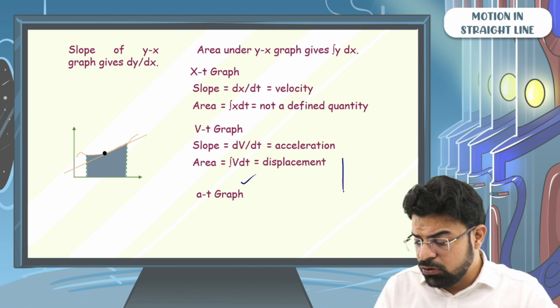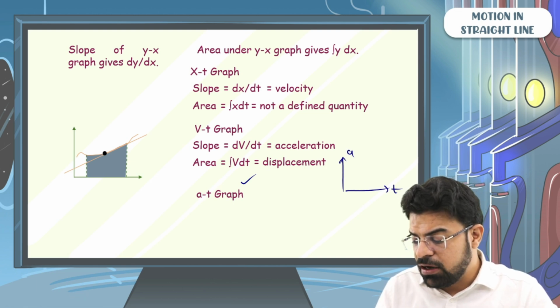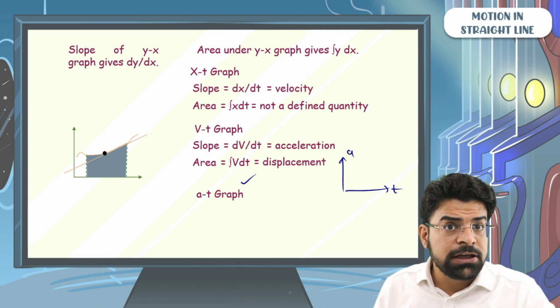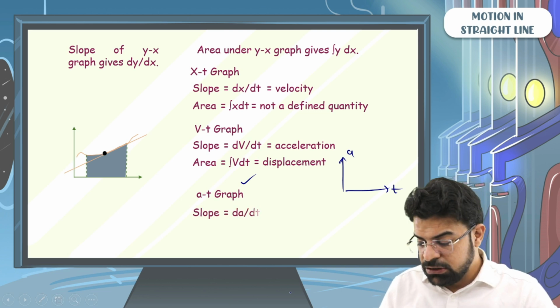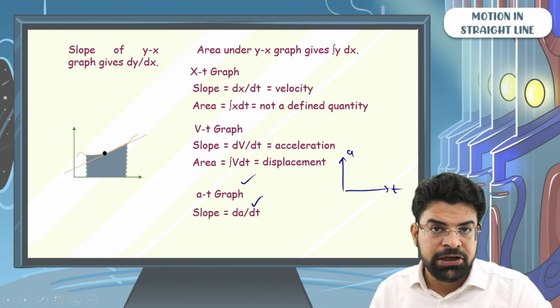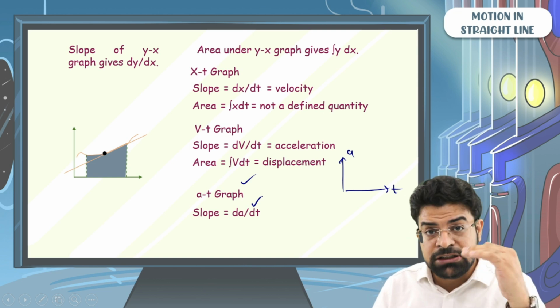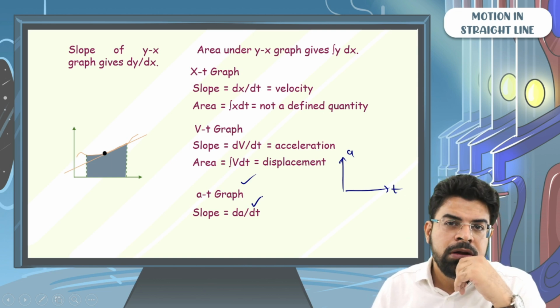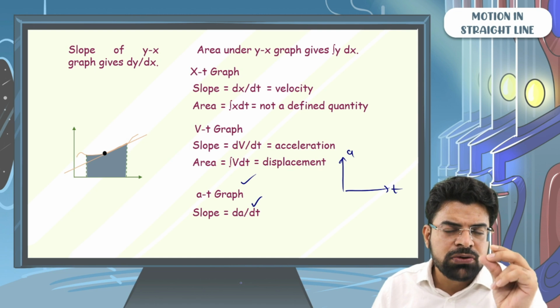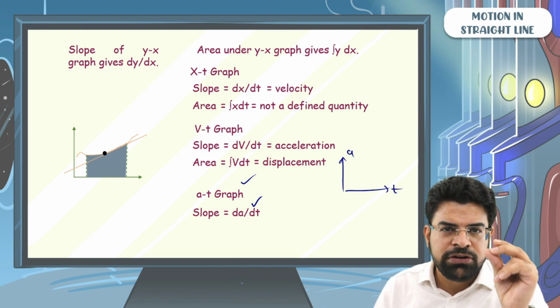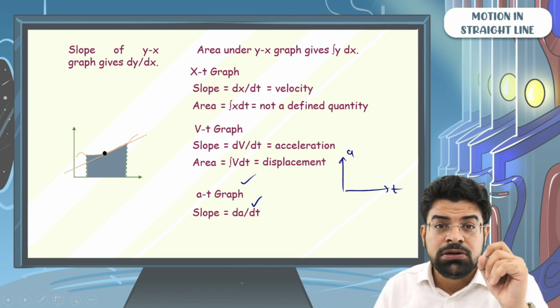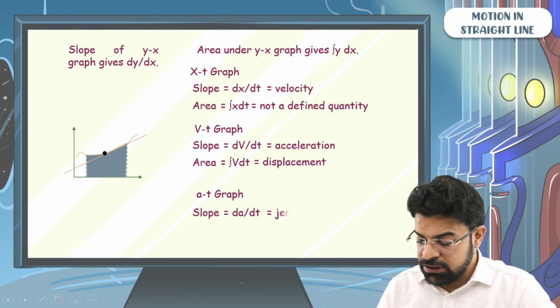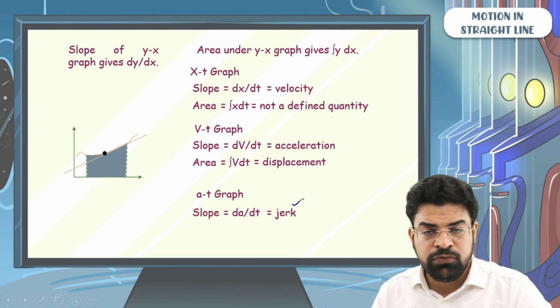Now the next one, the at graph, acceleration time graph. What does the slope of the acceleration time graph give us? The slope of the acceleration time graph gives us da by dt, the rate of change of acceleration with respect to time. Which quantity is called the rate of change of acceleration with respect to time? It's called jerk.